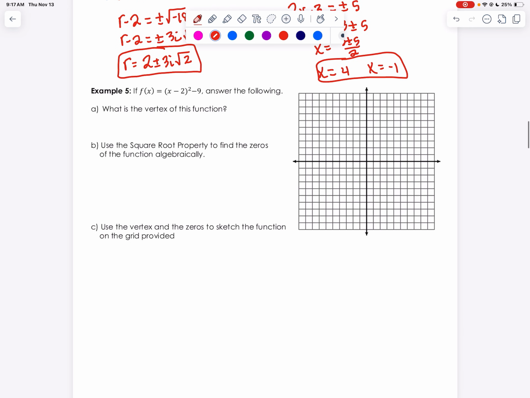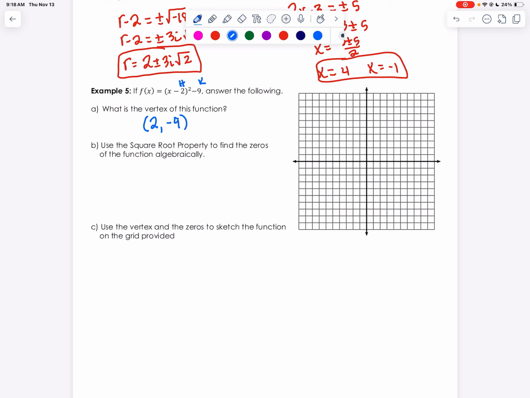All right, example 5. If f of x equals x minus 2 squared minus 9, answer the following. Part A, what is the vertex of the function? Well, remember from previous lessons, the vertex of the function is our h, k. Okay, so our vertex is 2, comma, negative 9.